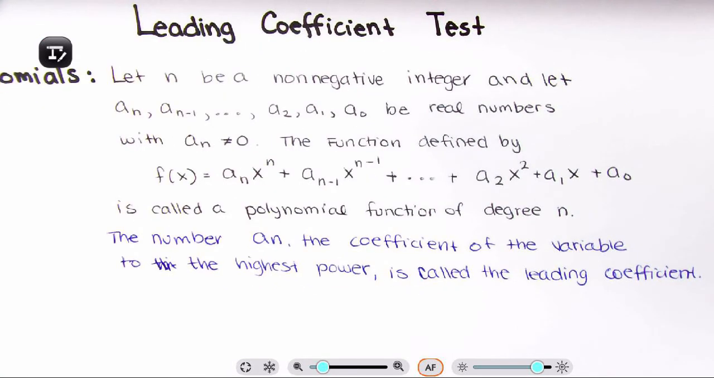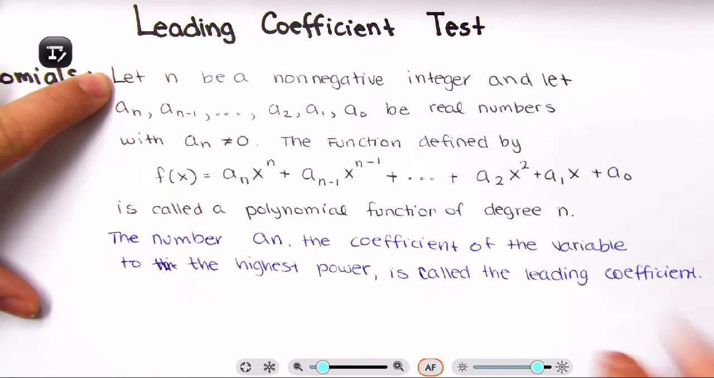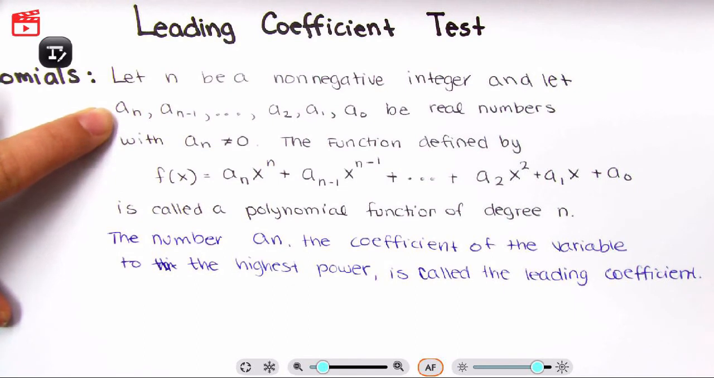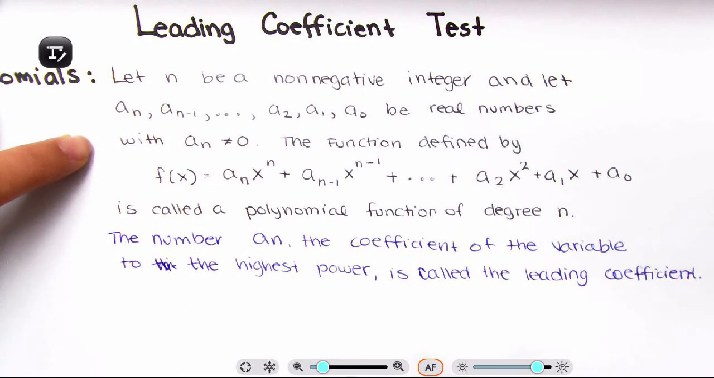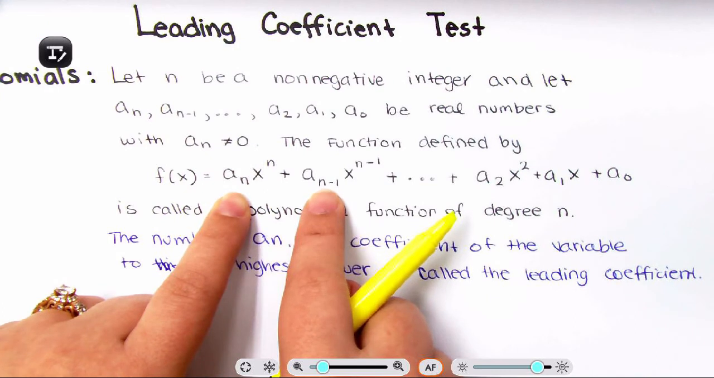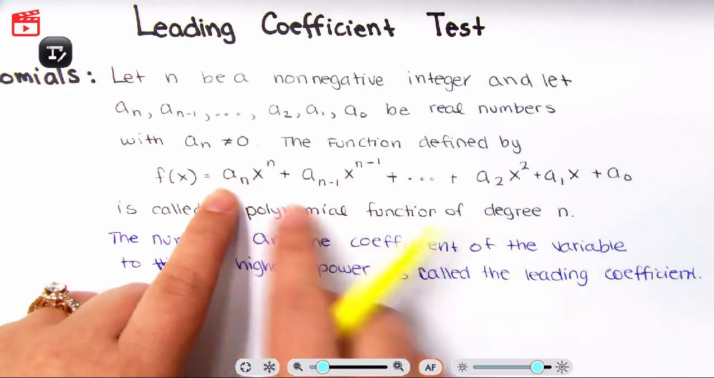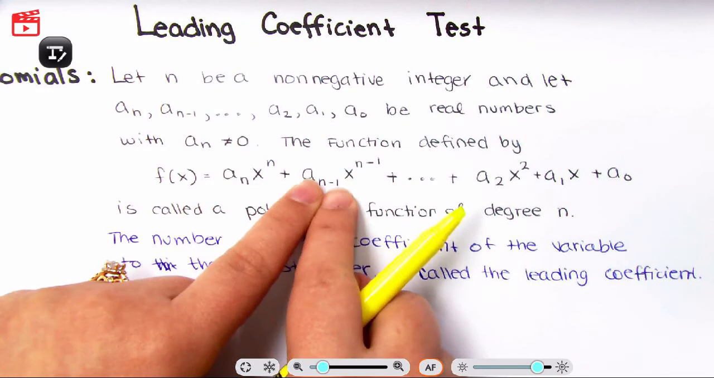I'm going to take out a highlighter and we're going to translate this. Let n be a non-negative integer and let a sub n minus 1, a sub 2, a sub 1, a sub naught, or a sub 0 be real numbers with a sub n not being 0. All that means is whenever you have a polynomial, whenever you have a function written out that has exponents, these right here, the a sub n's and the a sub 1's, those are just coefficients. Those are just a really fancy way of saying, hey, there are numbers in front of x. Here's the first number in front of x. Here's the second number in front of x.